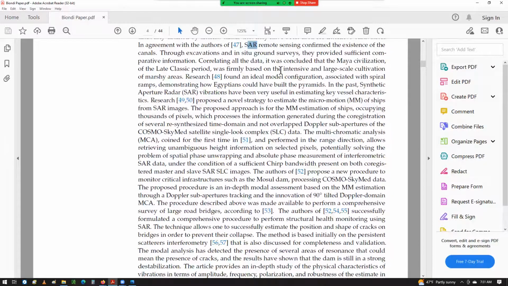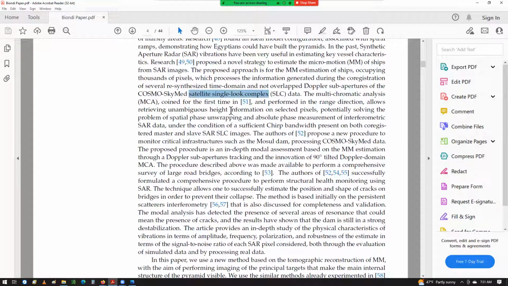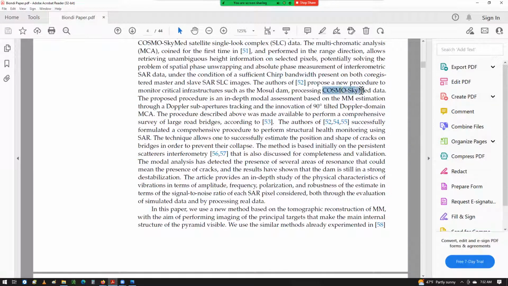Okay, so these two abbreviations are probably the most important ones. There's this SCL, so satellite signal look complex. This is just the way that the data are being collected. It's not that important for this paper, in my opinion. Multichromatic analysis, they're abbreviating this MCA. I think this has to do with the Doppler, what they're looking at in their Doppler analysis, but it's not that important right now. There's CHIRP. Here's the name of the satellite.